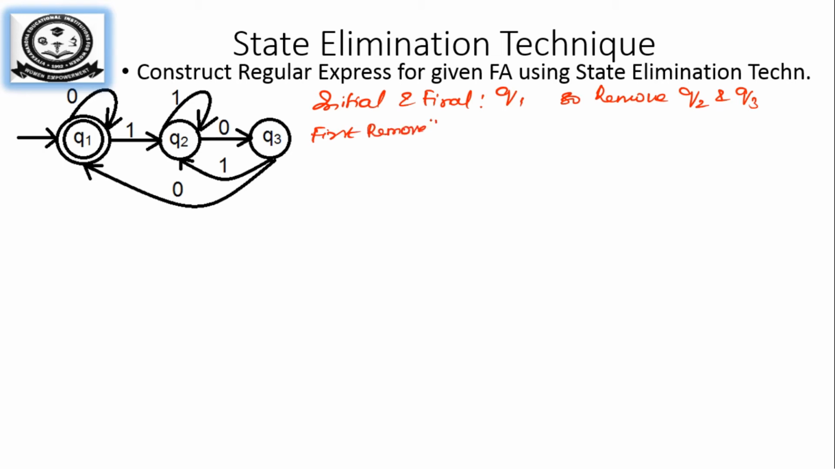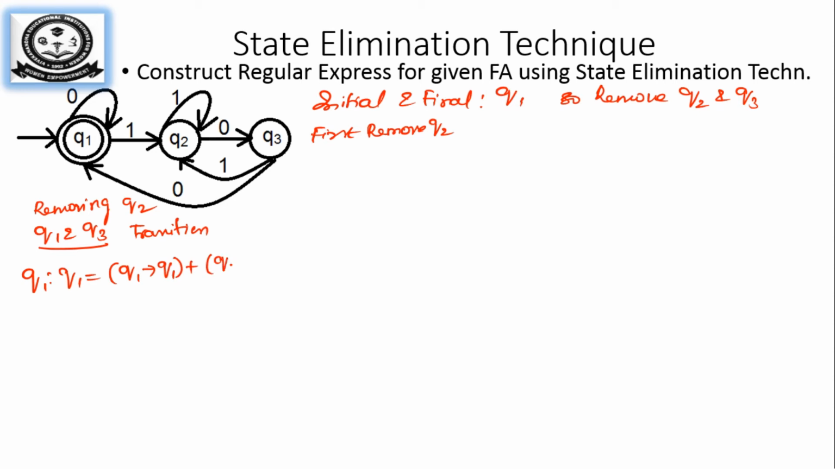Q2. Okay, we will first remove Q2. So I will start from here. So removing Q2. If you remove Q2, then you can see the only states available will be Q1 and Q3. So now the transitions for this, we will take first Q1. So which will be Q1 to Q1 plus Q1 through Q2. We will reach again to Q1. So let us find the answer for this one.